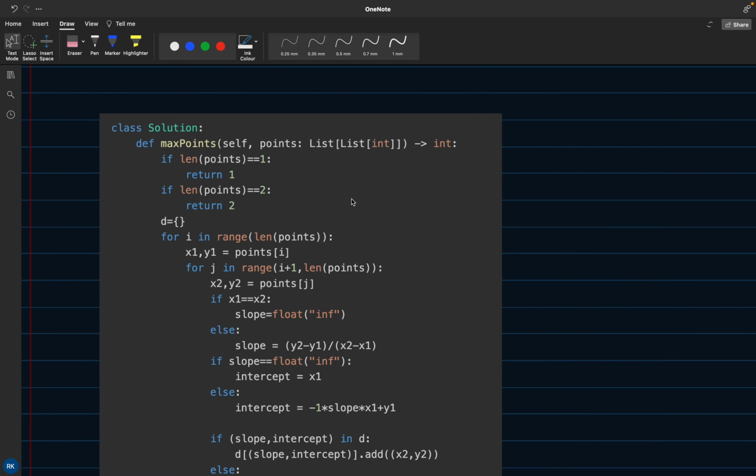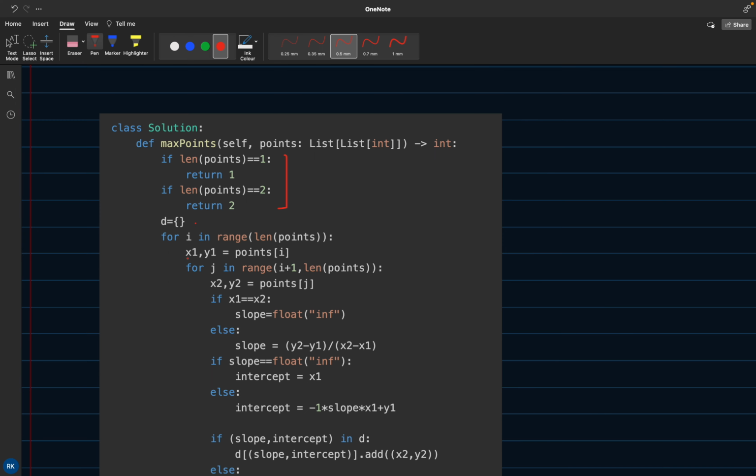So this is the Python code. First I'm handling the edge cases. So if our length of points is 1, I'm simply returning 1, and if it is 2, I'm simply returning 2. And this is our map, the dictionary. And now I'm saying that okay, for every point, this is an O(n square) loop, right? Because for every point, I'm also traveling to the other points.